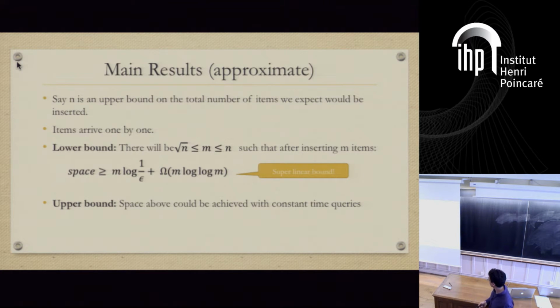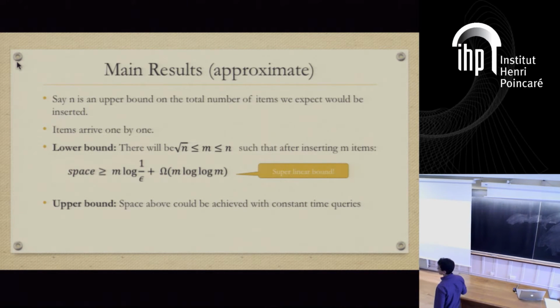I'm not sure, is this the same as saying that you're proving a lower bound of square root n by setting m equals square root n? Setting m equal. I'm not sure I understood the question. Is this equivalent to stating the lower bound of the space that is square root n times log 1 over epsilon? No, because here it's after inserting m items.